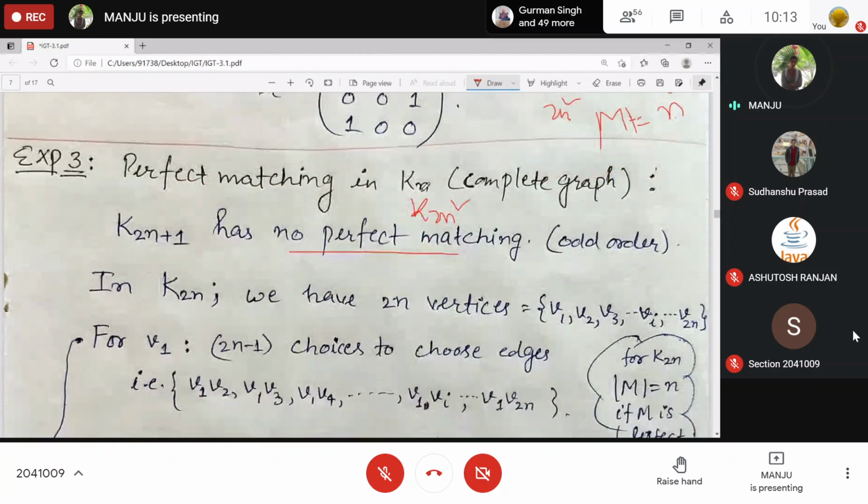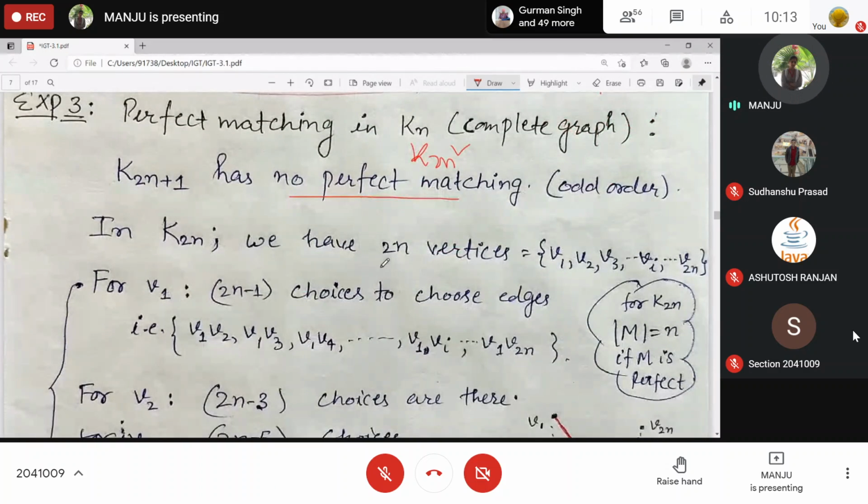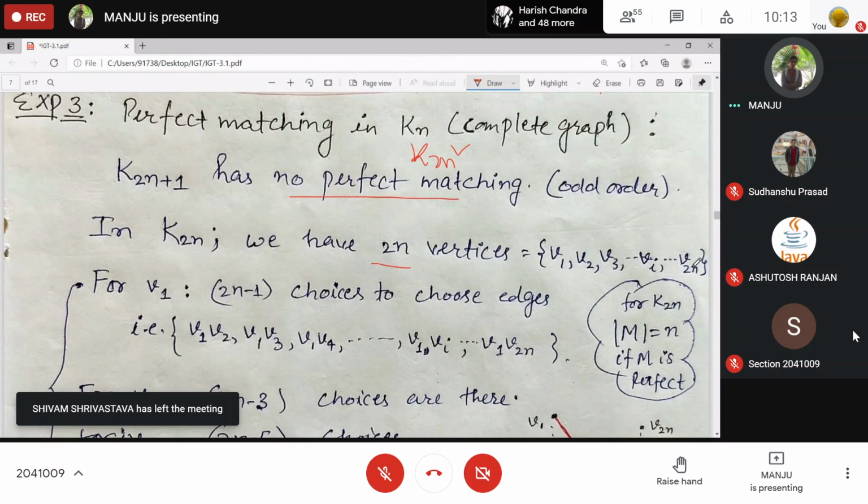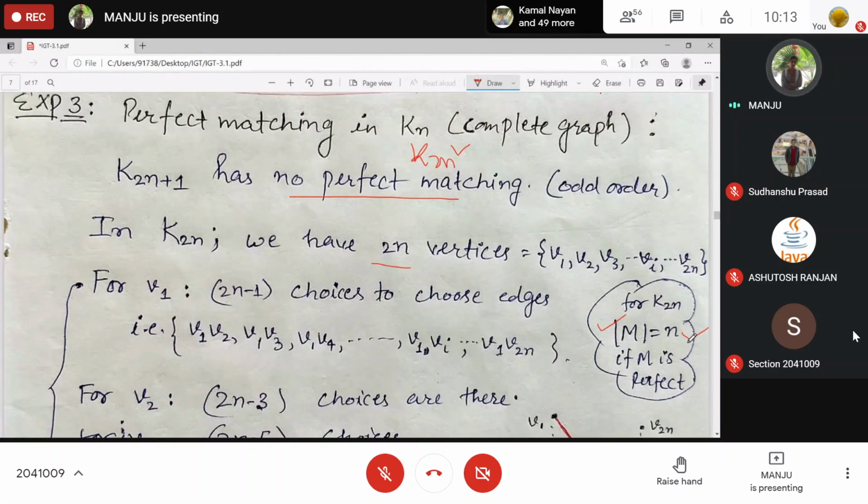Okay, and how to find that? K2n has 2n vertices v1, v2, and so on up to v2n. We have taken it. And the cardinality of M will be n, both for maximum matching as well as minimum matching. In the case of an even order graph, if it is a perfect matching, every perfect matching will be a maximum matching. Clear? Here you have v1, v2, and 2n number of vertices.